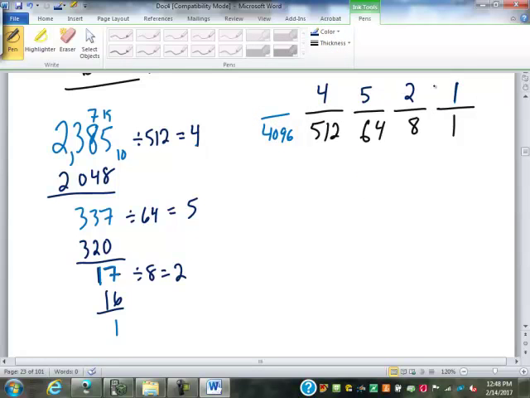So 4521 is the equivalent of 2385 base 10. Does that make sense? So you have to use those place values and do a division and remainder. Let's do one more.